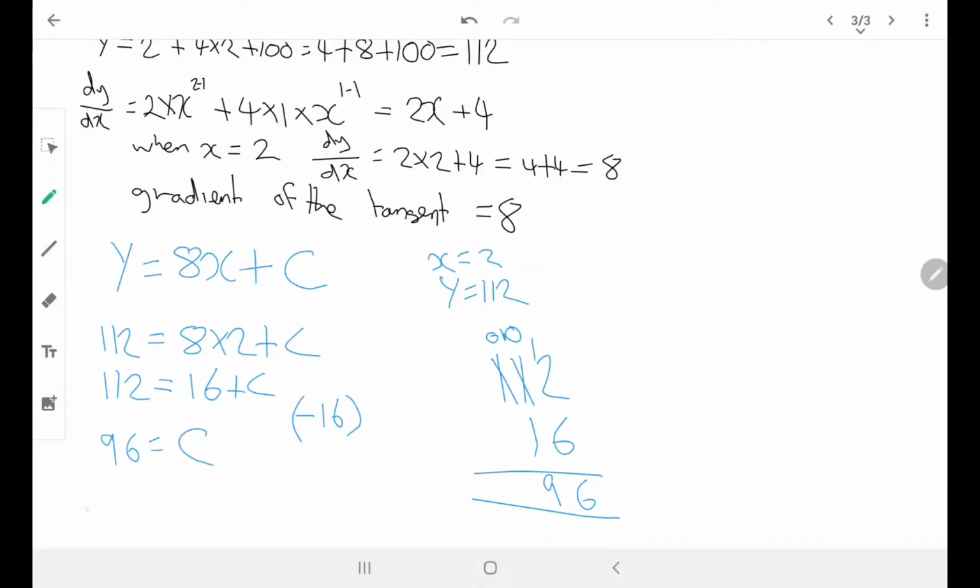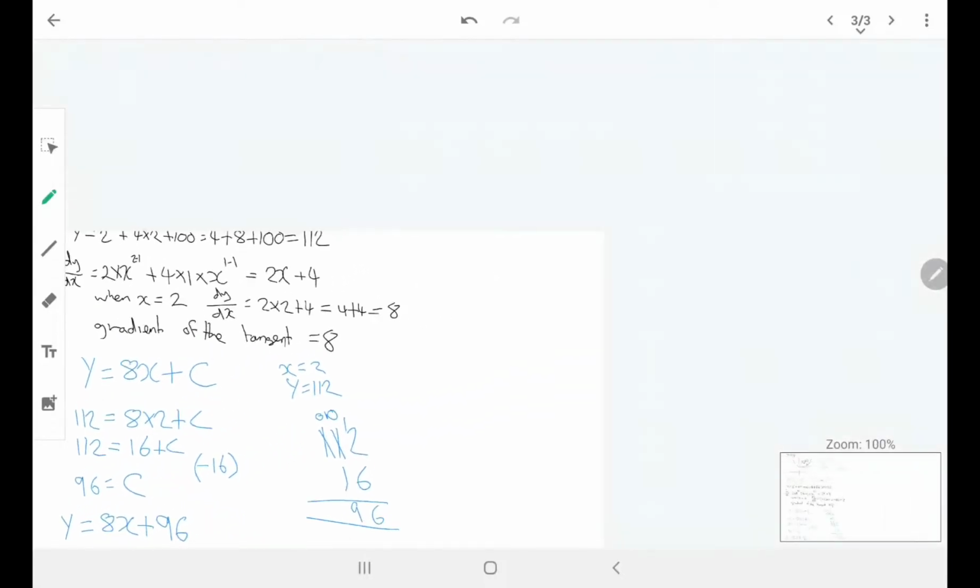And the final step is actually just to write the equation now. So our final answer is y equals 8x plus 96. And then that's the equation of the tangent.